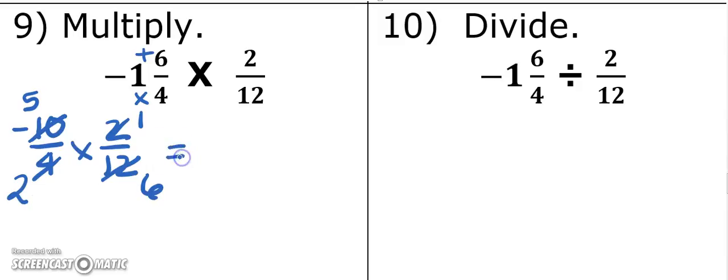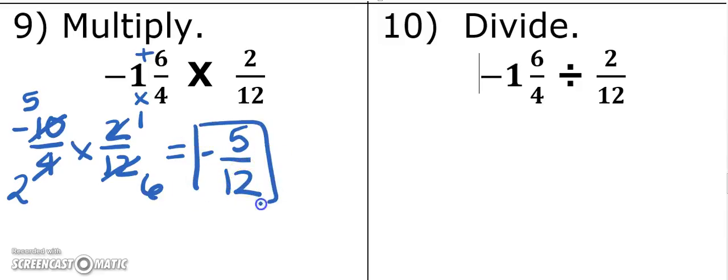From here, you multiply straight across. 5 times 1 is 5. 2 times 6 is 12, and a negative number times a positive number is a negative number. 5 is prime, and it does not go evenly into 12, so this cannot be simplified. What was really nice that we cross-canceled first is that it didn't involve any simplifying at the end.